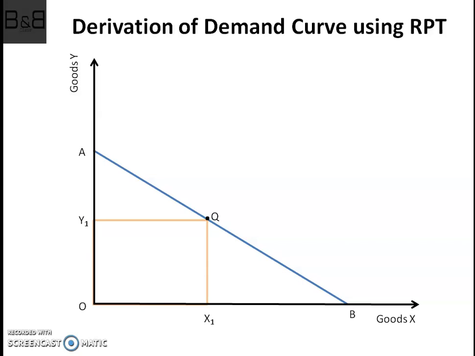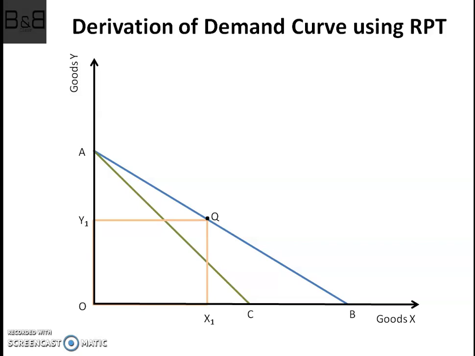Now let us suppose the price of goods X has increased. It means that the real income of the consumer is going to decrease. In order to maintain the same real income, the consumer has no other option than decreasing the units of goods X that the consumer is consuming now. So, if the consumer decreases the units of goods X, the new budget line will shift from AB and will be something like AC, as you can see with a green line on your screen.